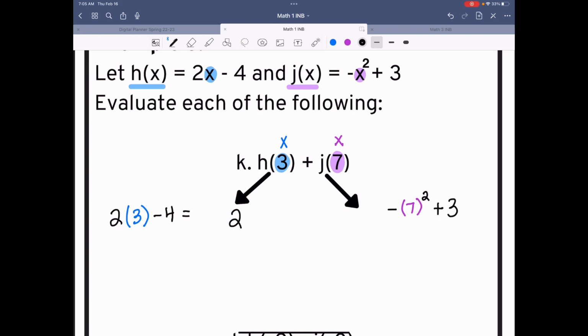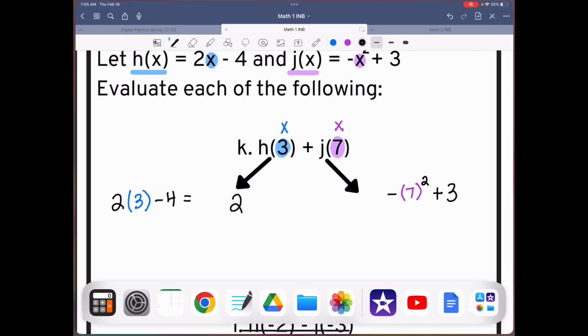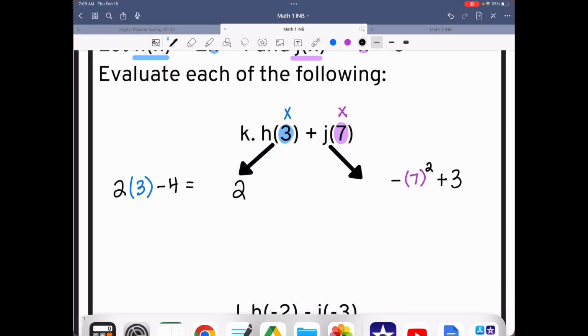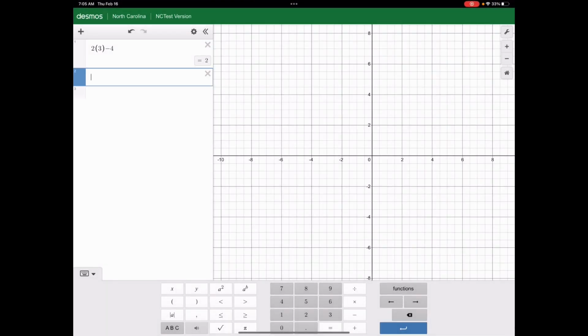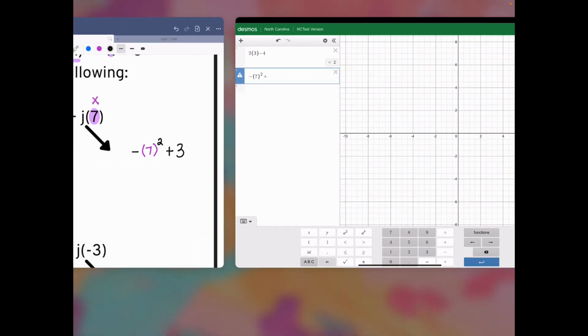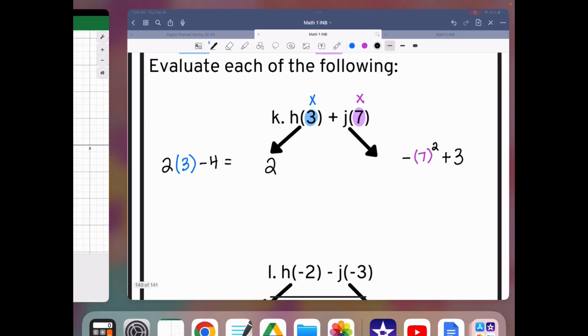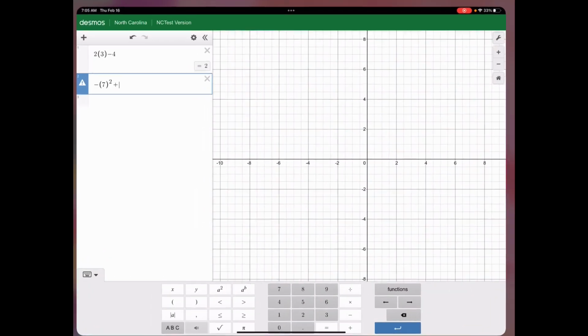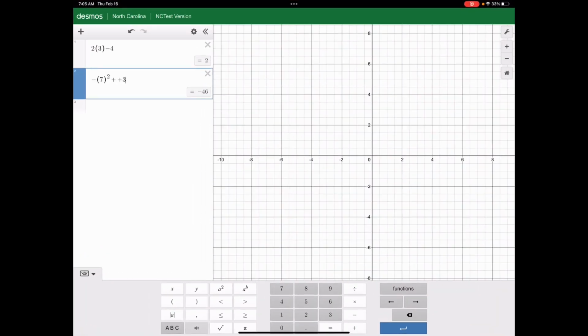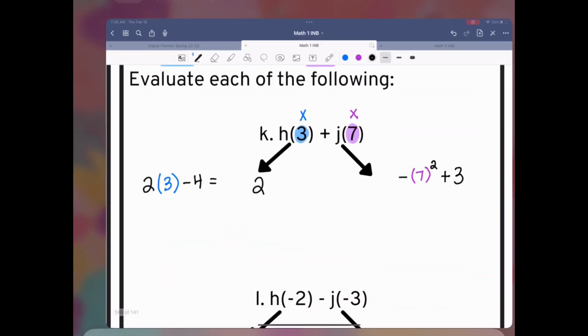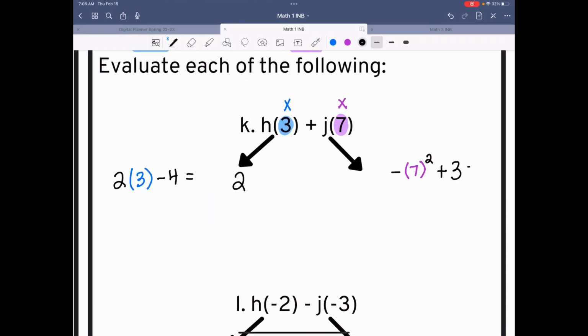And I'm going to type that just like I would in Desmos, the way that it is here. So this is going to be negative parentheses 7 squared, and that's plus 3. And with that, I get negative 46. So this is going to be negative 46 as my output.